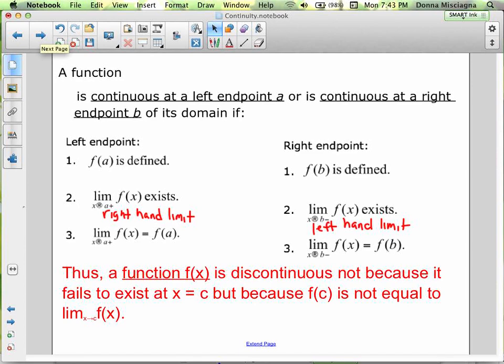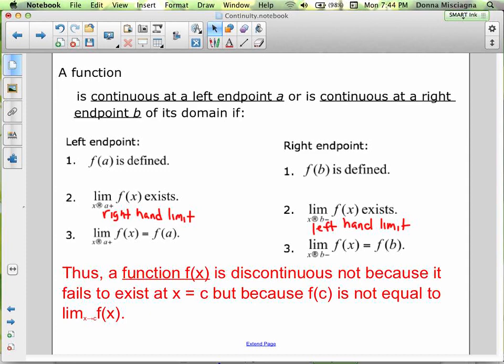So thus, the function f of x is discontinuous not because it fails to exist at x equals c, but because f of c is not equal to the limit of f of x as x approaches c. Right? That's going to be the key. Does it exist, and does it equal the limit? Right? So our point might exist. There may be reasons that we won't be continuous at a point, a left endpoint or a right endpoint.